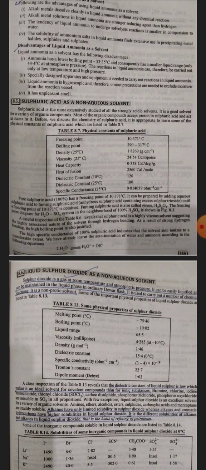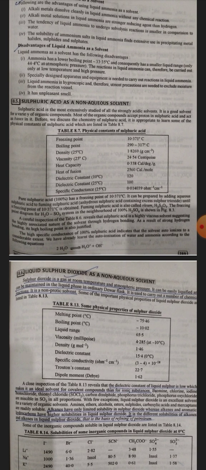Disadvantages of liquid ammonia as a solvent. Ammonia has a low boiling point, minus 33.35 degrees Celsius, and consequently has a small liquid range. Reactions in liquid ammonia can therefore be carried out only at low temperature and high pressure. Specially designed apparatus and equipment is needed to carry out reactions in liquid ammonia. Liquid ammonia is hygroscopic and therefore precautions are needed to exclude moisture from the reaction vessel. It also has an unpleasant smell.